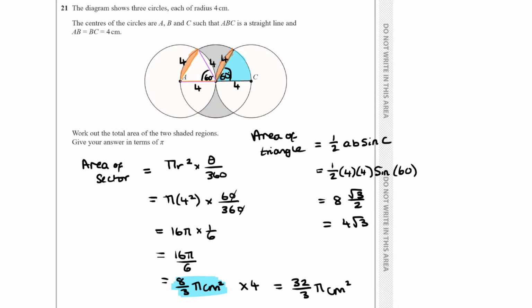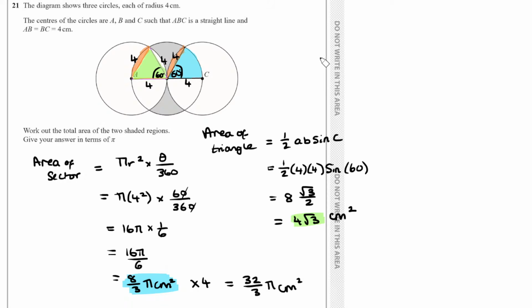Alright, so this is my triangle. Let's color code that separately. So we'll go with green. There. That's what that is. So segment. The area of, sounds like sector, but I'm not saying sector, I'm saying segment. The orange bit would be the whole blue bit, 8 over 3 pi, minus the whole green bit, wouldn't it?